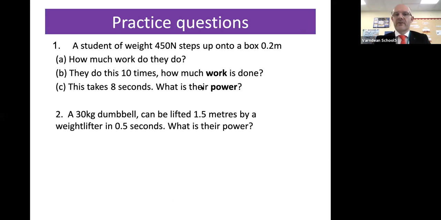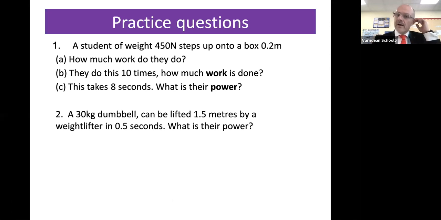They do this 10 times. How much work is done? Okay, so that's a nice simple calculation. We've got 90 times 10, and that gives us 900 joules of work is done.